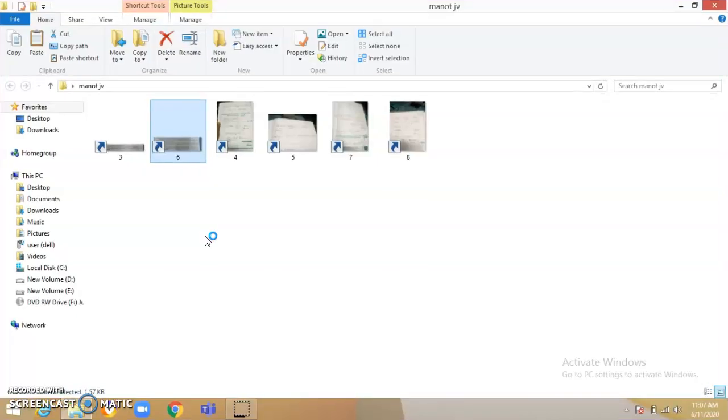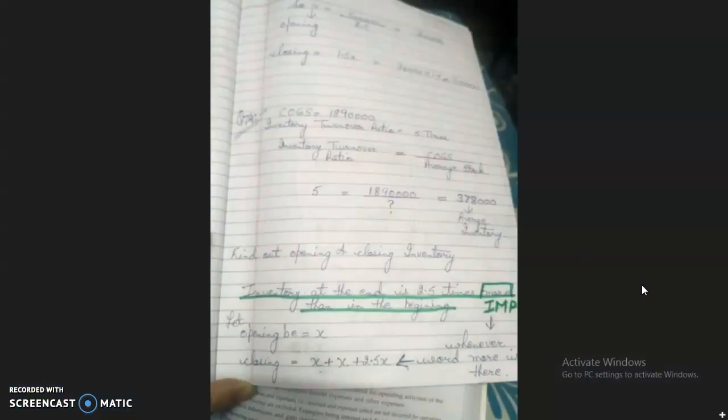Again the same thing. You have been given the inventory turnover ratio, 5 times. Cost of goods sold is given as 18,90,000. Putting up the formula, you will be able to find out the average stock. So average stock is 3,78,000. Now you have got the average stock. From the average stock, you will find out the opening and the closing inventory.